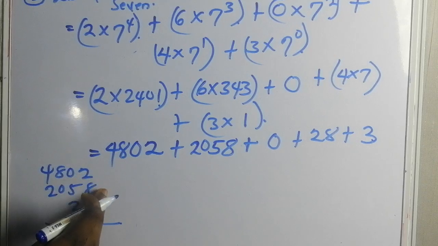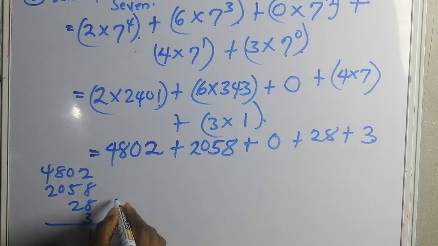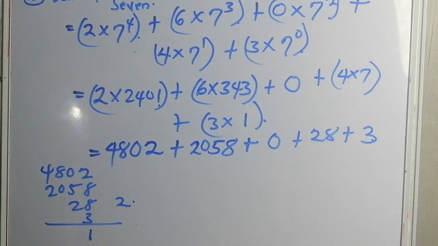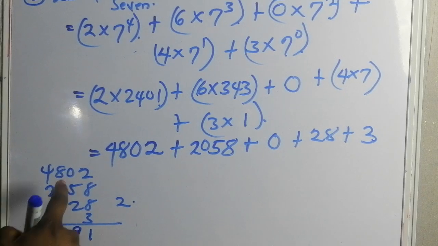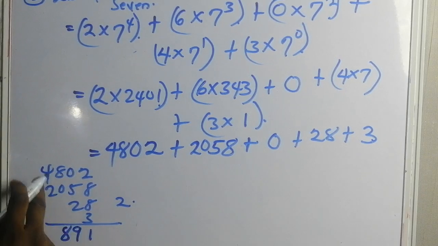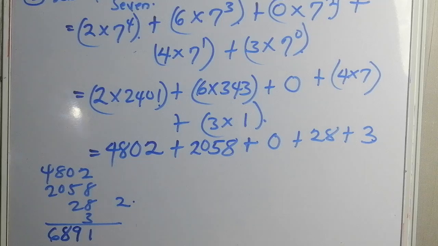So you have your 10, 18, that's 21, take 1, carry 2. Then 0 plus 5 plus 2, that's 7, plus the 2 you carry, that is 9. 8 plus 0, that's 8. Then 4 plus 2, that is 6. That's 6, 8, 9, 1.